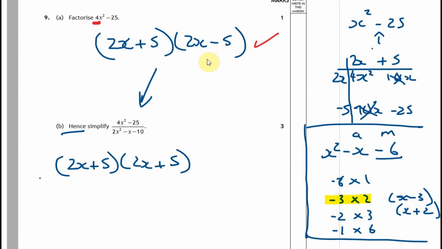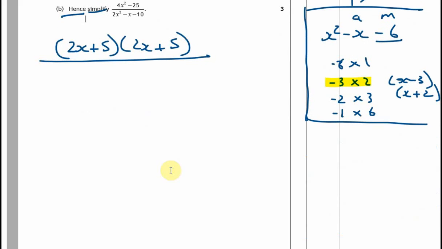That's basically what hence means. It means you're going to have to use what you've just done. Okay, so that's a good start. Now, the other word is simplify. So obviously on the bottom, we're going to end up with something similar to what's on the top. Otherwise, we can't do any simplifying.